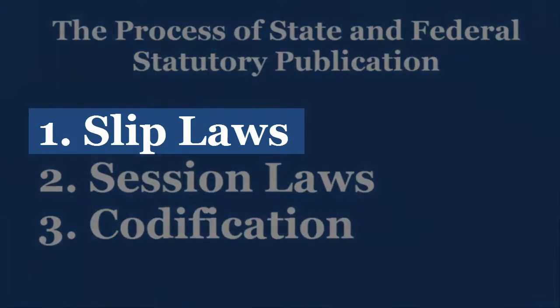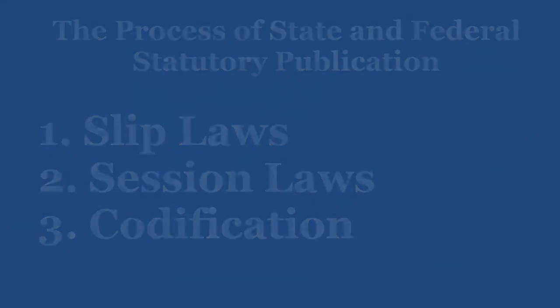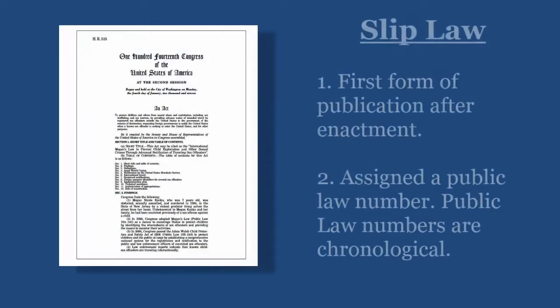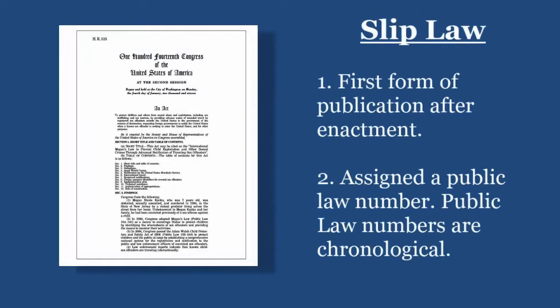The first official form a statute takes after publication is called a slip law. It is called a slip law because it is immediately published on unbound pieces of paper. Each slip law is assigned a public law number which is chronological in order.